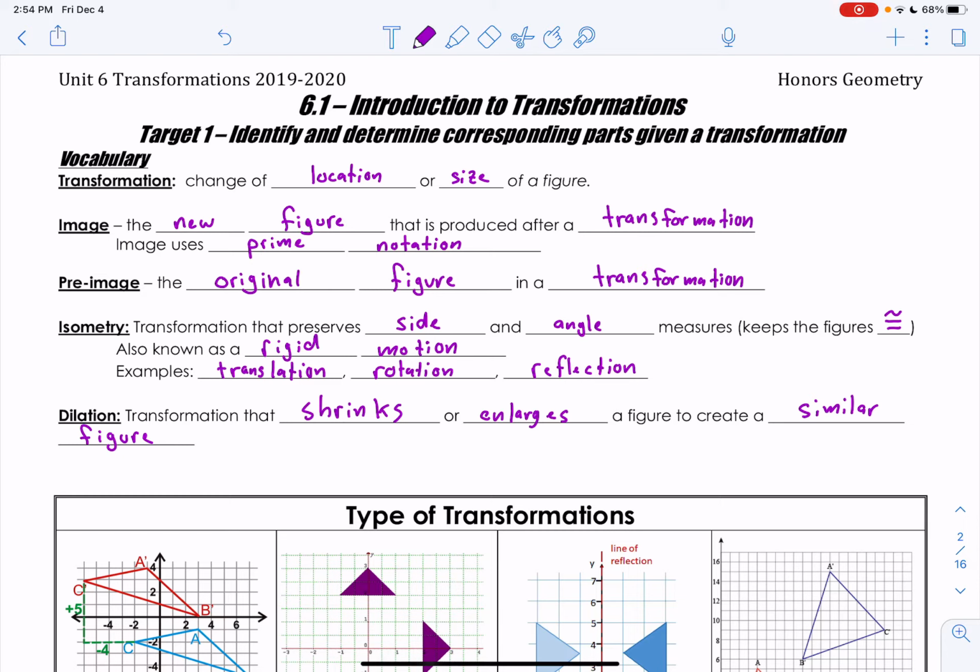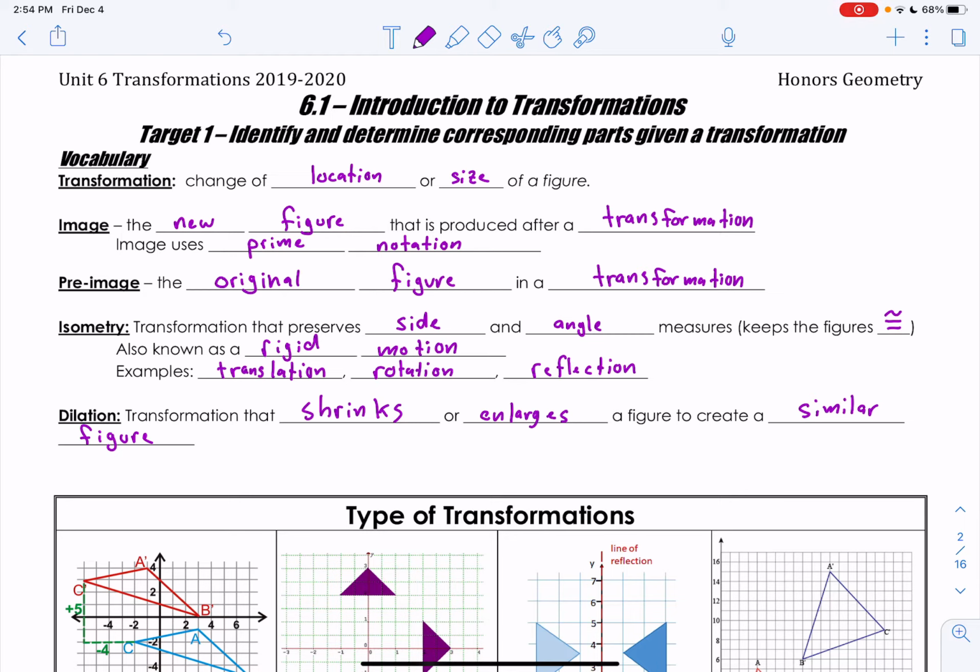All right, so our first vocab word we have is transformation. A transformation, again, is we're just changing the location or size of a figure. So we're going to manipulate this figure. We're going to change where it is. We're going to move it up, down, left, right. We're going to rotate it. We're going to flip it across an axis. We're going to enlarge it. We're going to make it smaller. Again, we are transforming this figure. If it's a triangle, it's going to stay a triangle, but it might be in a new location, or we might make it bigger, or we might make it smaller. Again, there are different types of transformations we can do, and we're going to explore all those.